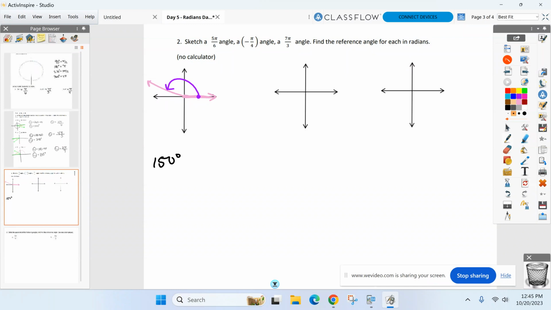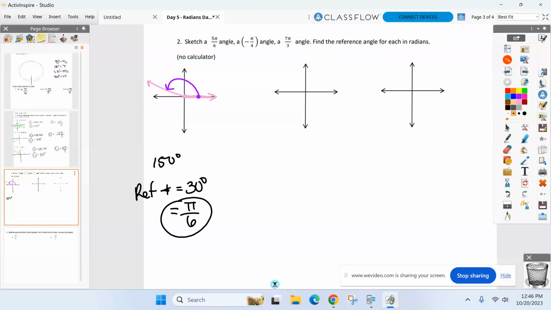Bless you. And it also says graph it and then find the reference angle in radians. All right, so I have 150 degrees. What's the reference angle? 30. What's my reference angle? This angle here, 180 minus 150, so 30. But it says make sure it's in radians. What's 30 degrees in radians? Pi over 6. I wonder if we'll see a pattern here.